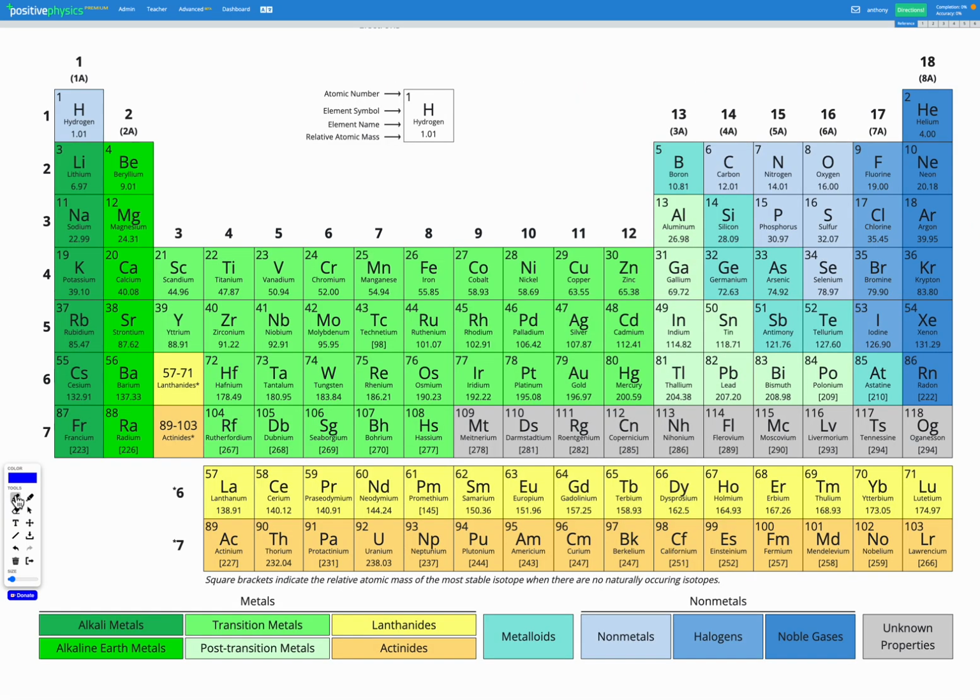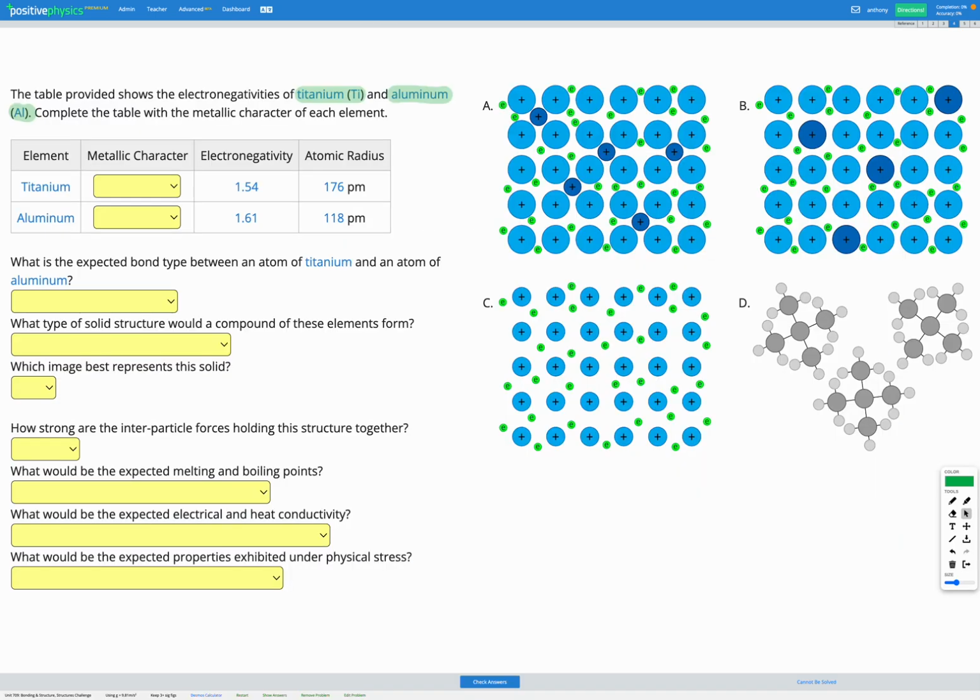So titanium is here. Titanium is light green, that's a transition metal. So titanium is a metal. Aluminium is here. That's that really pale green color. That's also a metal, it's a post-transition metal. So both titanium and aluminium are metals. So we can fill that in first.